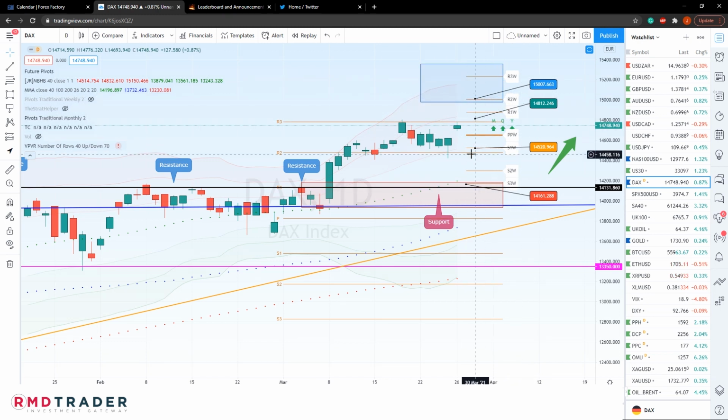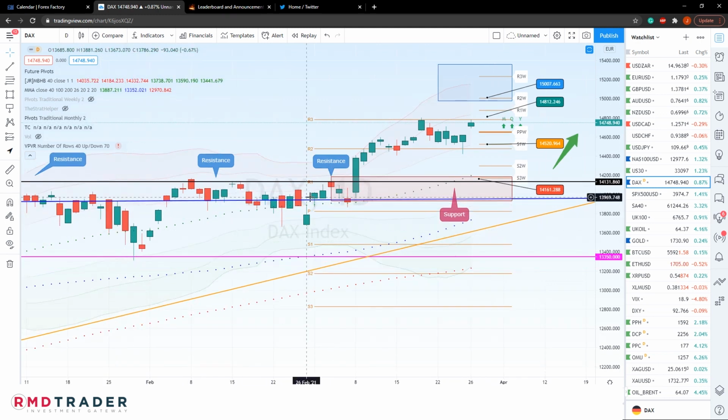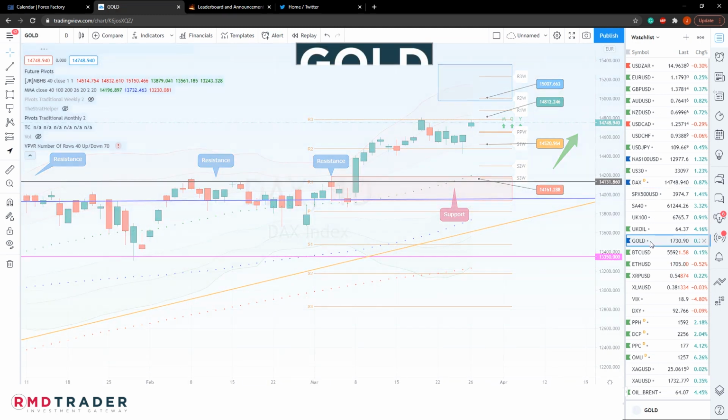A break, of course, below the swing level at 14,500 will set up a retest of support at 14,160, and that is where we'll find some additional support from the daily 50 SMA, which has held in the past. Looking now at gold.